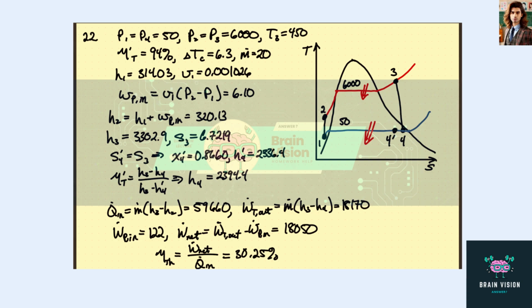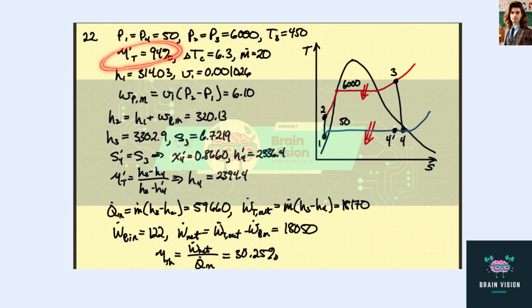We have a simple Rankine cycle that uses water as the working fluid. The boiler operates at 6 megapascals, so P2 and P3 are 6 megapascals. The condenser operates at 50 kilopascals, and the temperature of the steam going into the turbine is 450 degrees C.